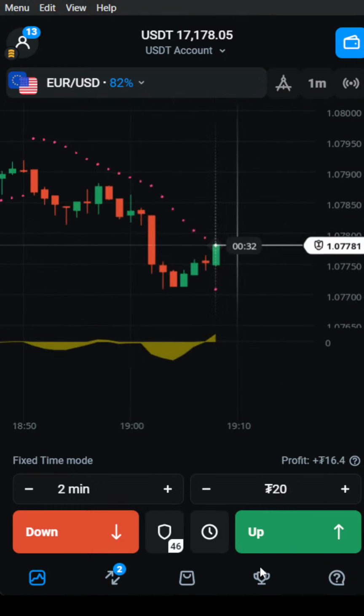Okay, we saw a shift from the parabolic here. We saw a shift from the MACD.